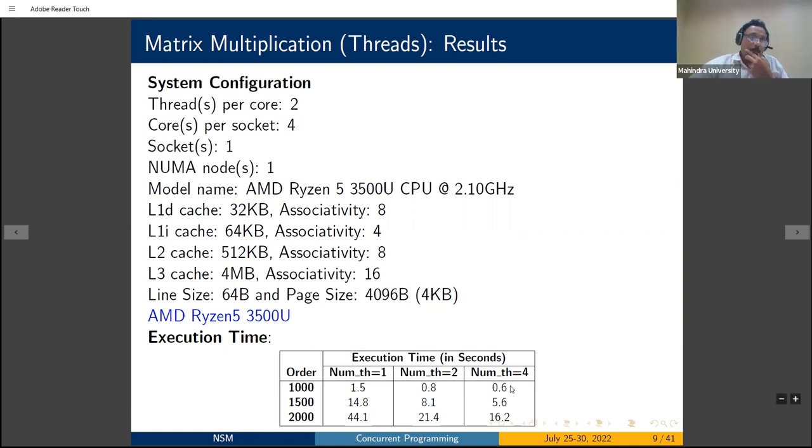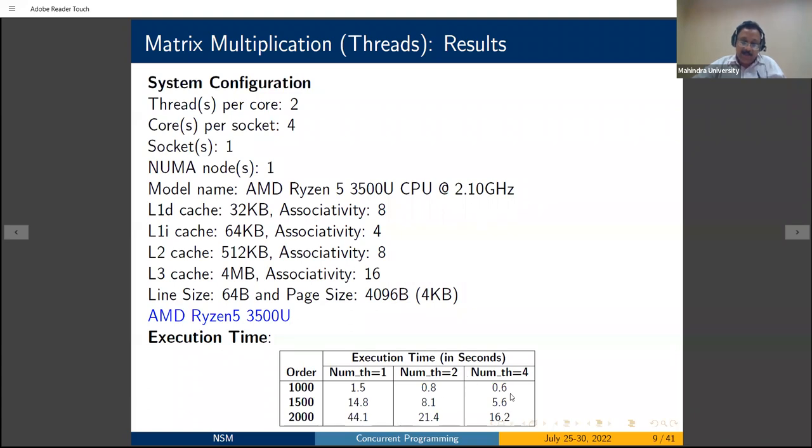That means 5 by 2, around 2.5, right? A 2.5x speedup. How do we calculate the speedup? Speedup is calculated with the help of Amdahl's law. What is Amdahl's law? The time taken for single thread execution over the time taken for multi-thread execution. Here, the time taken for single thread execution is 1.5 seconds.